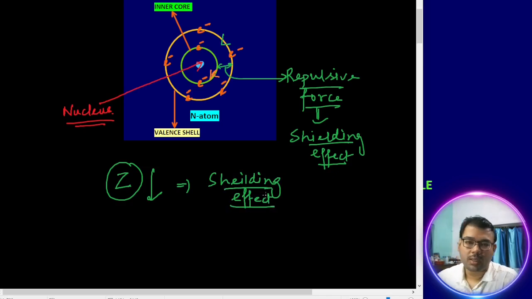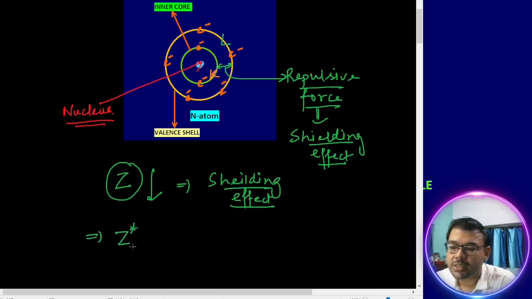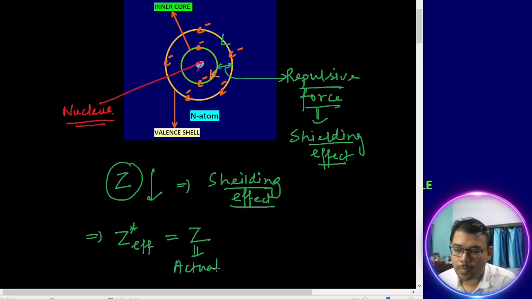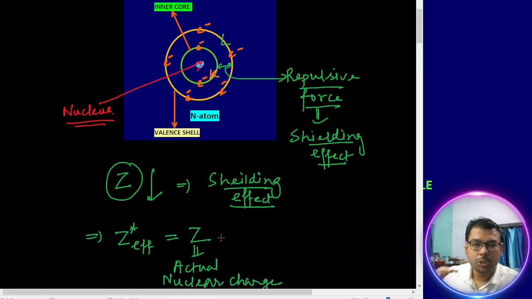So how much nuclear charge gets reduced, we need to calculate. So this is the Z star, that means Z effective. It is called Z effective. Z is the actual nuclear charge, and we need to subtract some of the repulsive force generated value, and that repulsive force generated value is called shielding constant, that is sigma. This is shielding constant.